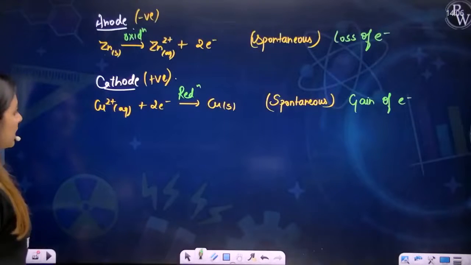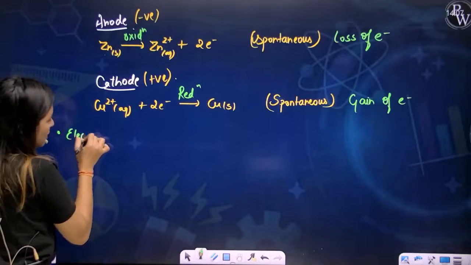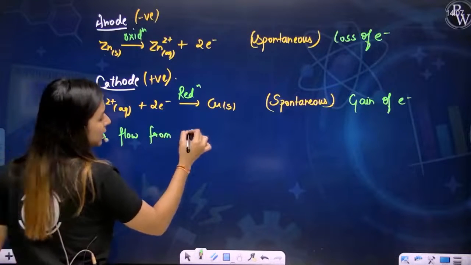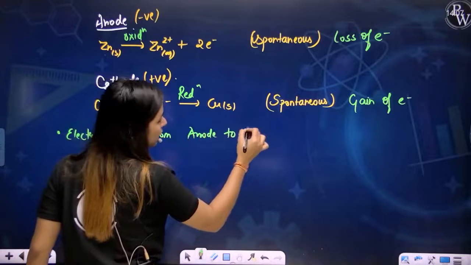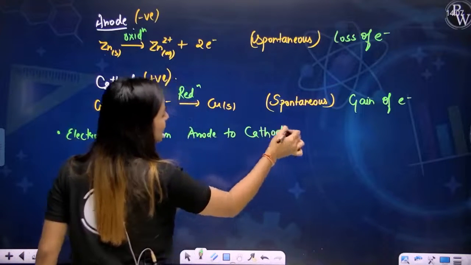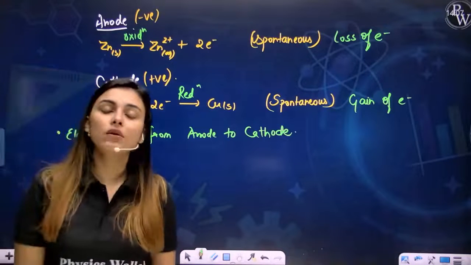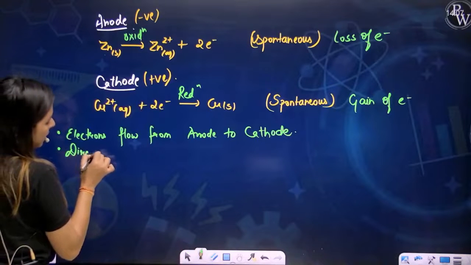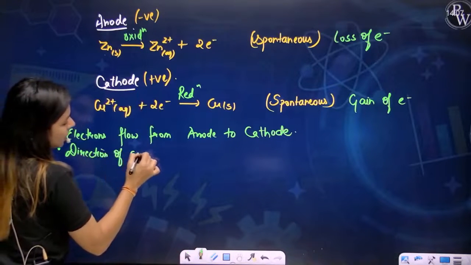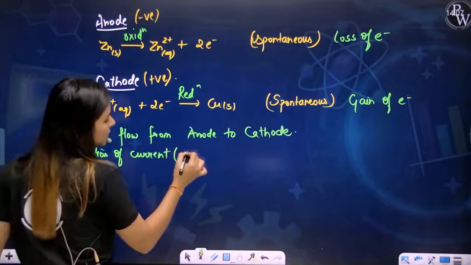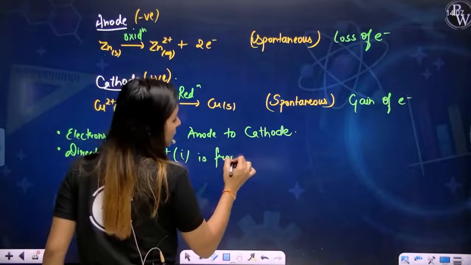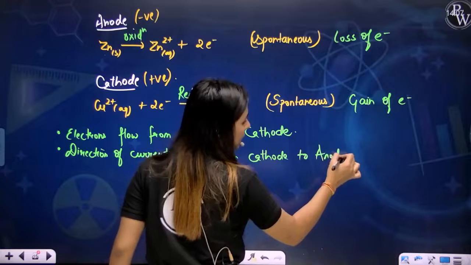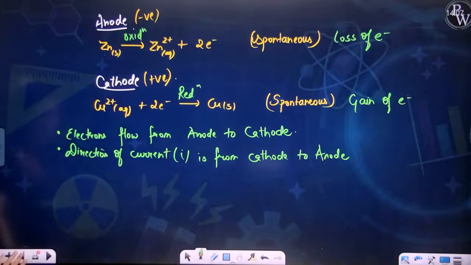So the first thing that I can say here is that electrons flow from anode to cathode. And in physics, you might have studied that the direction of current is always opposite to the flow of electrons. So the direction of current is from cathode to anode, right? I hope this is clear with you. I hope this is perfectly clear.